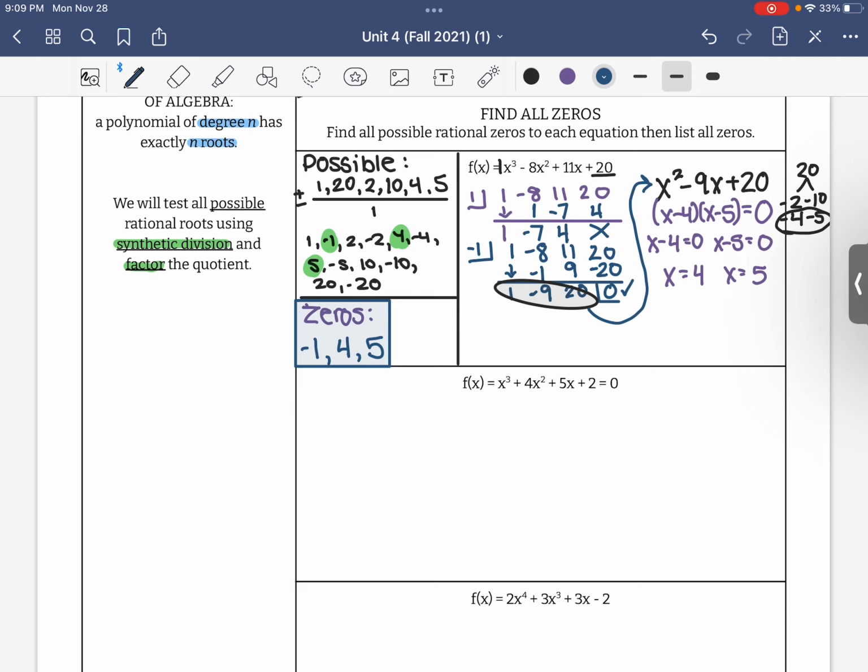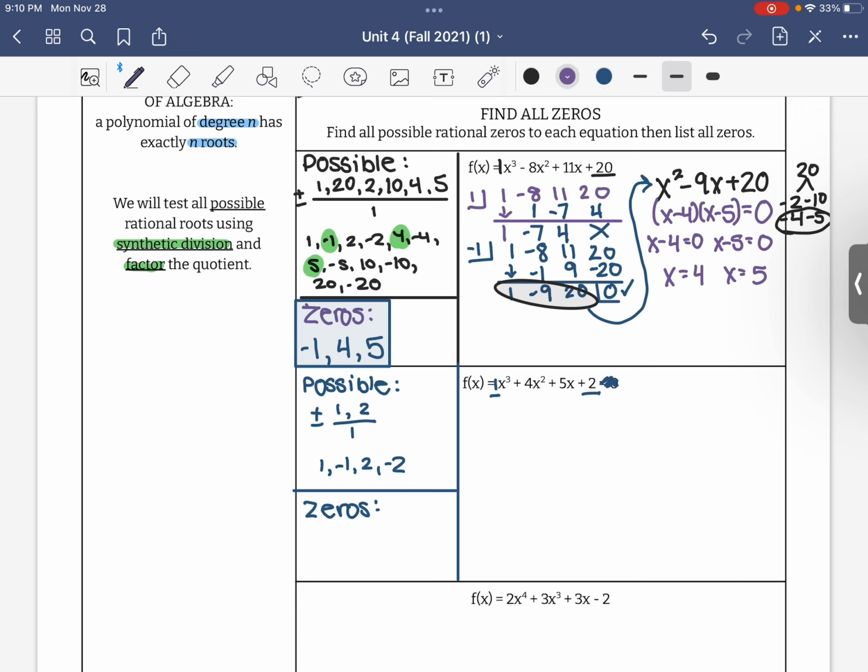Alright, let's try another one. So I'm going to come over here, I'm going to write the word possible, and kind of draw the same box I did last time. And my constant this time is actually 2. So that's just, factors are going to be 1 and 2 over factors of 1. So I have 1, -1, 2, and -2. Which is much easier. There's only 4 possibilities this time. So it shouldn't be too hard to weed out which ones work.